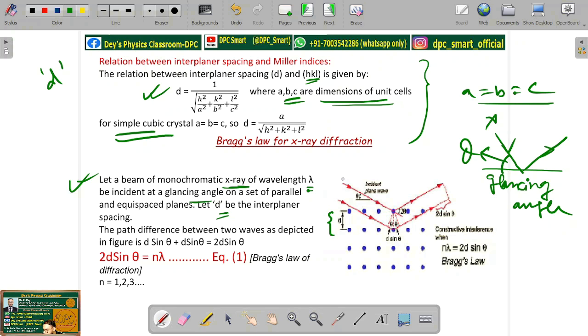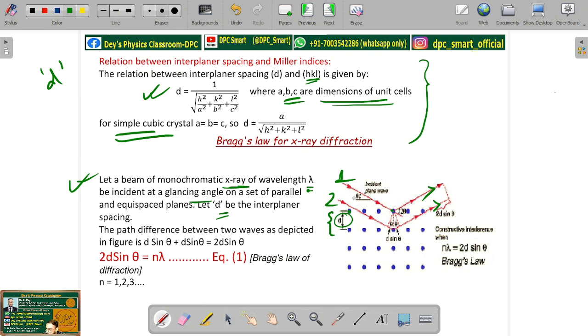So suppose one ray is incident upon here, and after diffraction from this lattice point it is going to this direction, and second X-ray is incident and after diffraction it is going to this direction. So distance between these two planes be interplanar spacing. So we have to calculate the path difference travelled by this ray 1 and ray 2. And what would be the path difference?